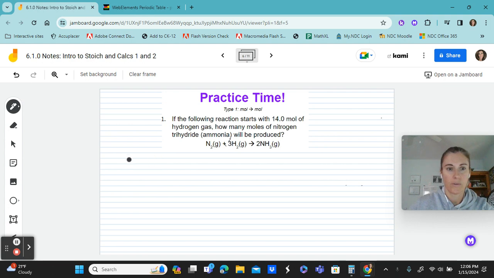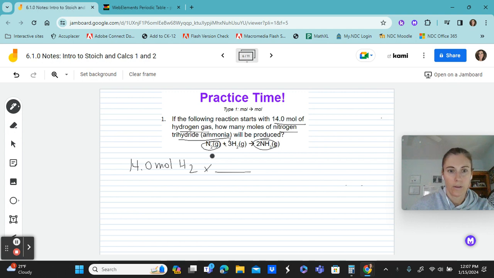So you have 14 moles of H2. That is what we're starting out with. Okay, and we want to know how many moles of ammonia, which is this. So these are the two things that we're working with. We're not working with hydrogen at all. It's just not part of the problem. So we want to do a mole-mole ratio.